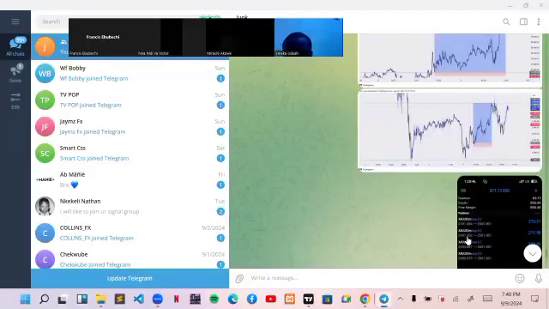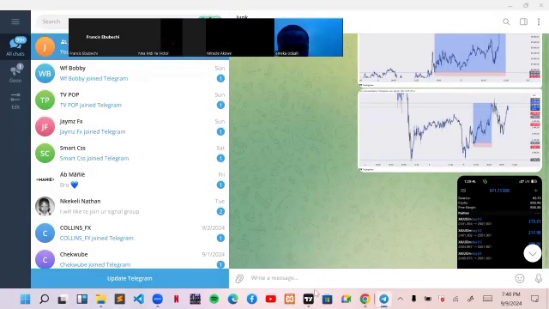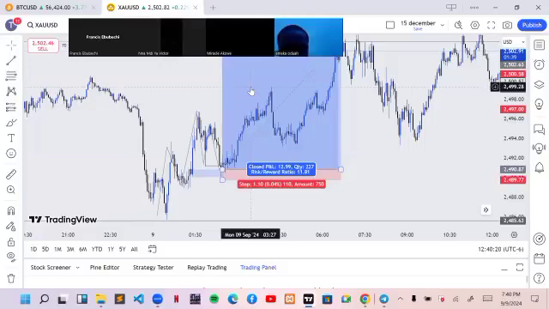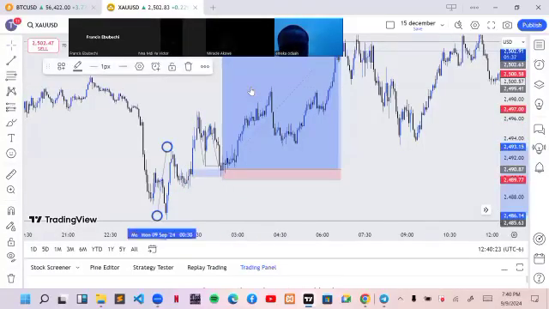I just took a small trade. It was not really much. I wasn't even planning on taking it, but I just saw it and I just had to take a good trade. So like I said, the inducement is a trap. It's the first pullback that market makes after a break of structure or after a market structure shift.